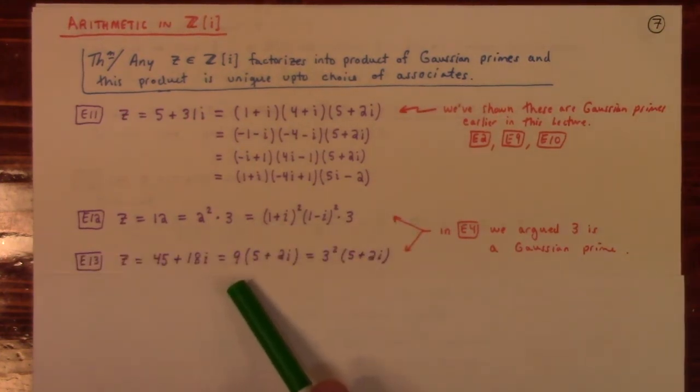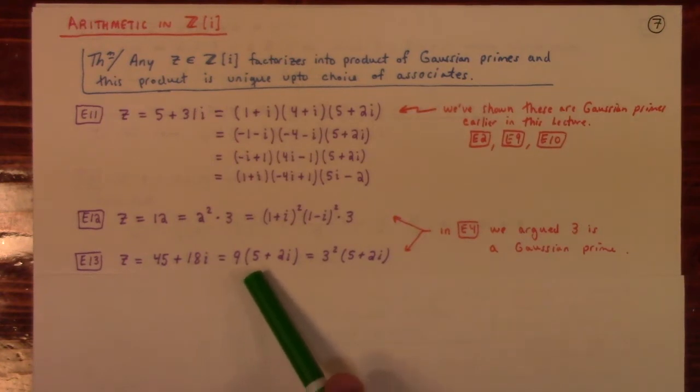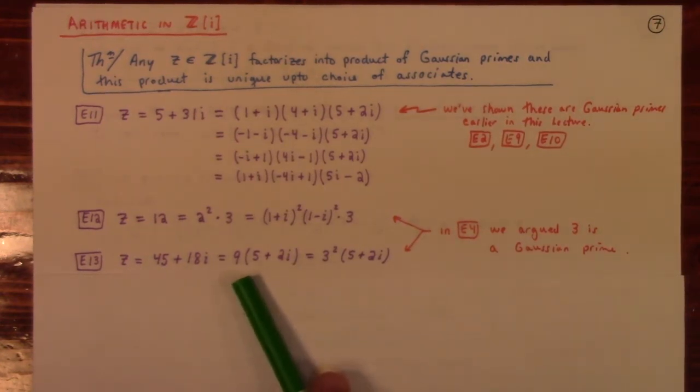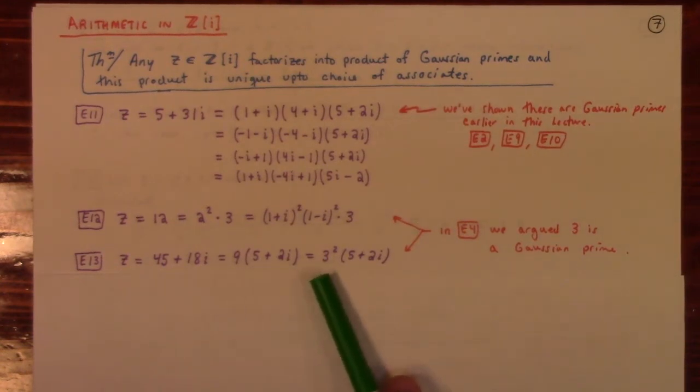45 plus 18i. I can factor a 9 out. 5 plus 2i is a Gaussian prime, as we were just talking about. And 9 is 3 squared. That's the prime squared. So there's the prime factorization of 45 plus 18i. All right.